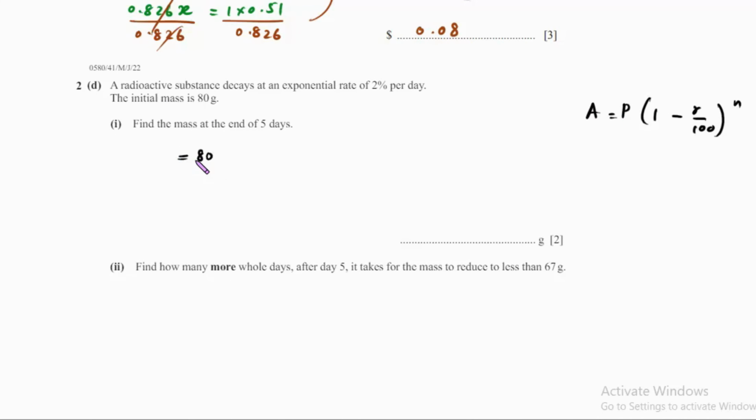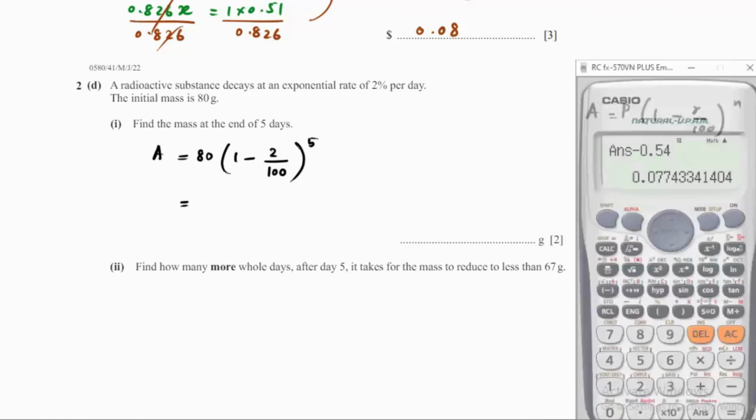I need to find the final amount. Then this is equal, this times 1 minus, the rate is also known to us. It's going to be 2% per day over 100, and N is the period of time, that is going to be 5 days in this case. So I'm going to put this in the calculator and see what I get as the final mass. So after 5 days, how much mass I will have.